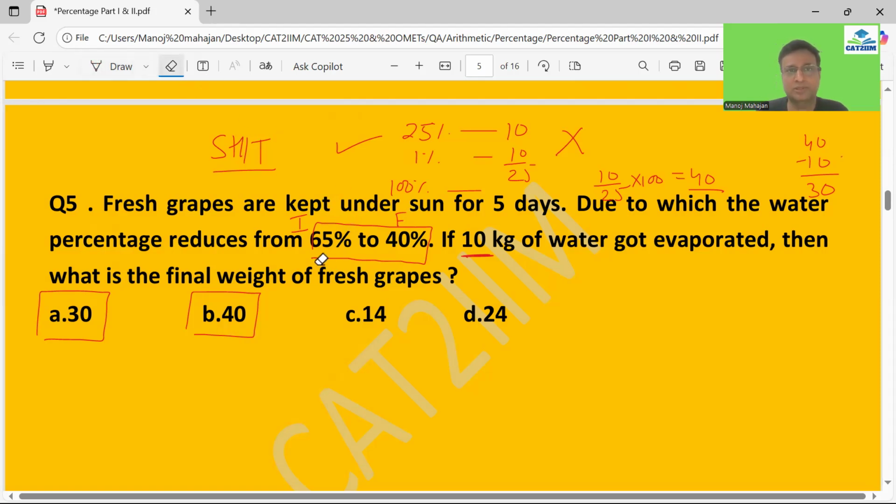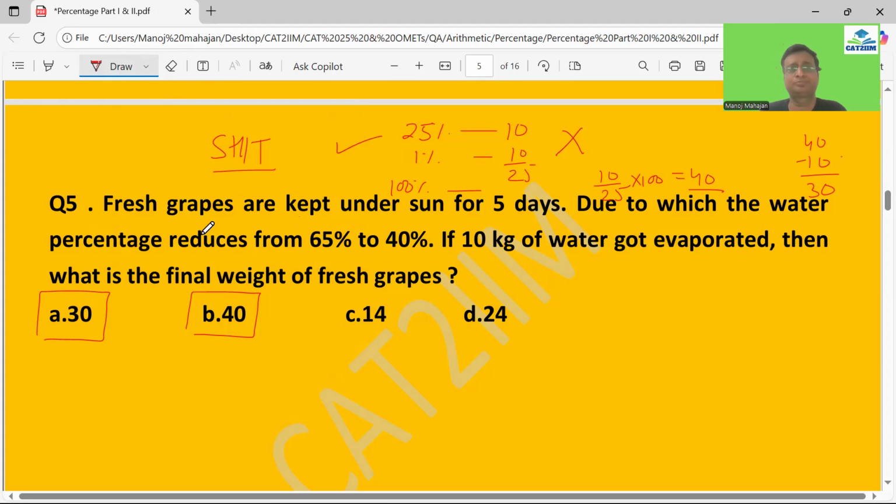What we are going to do is, in such kind of questions, remember one very easy way. See, the percentage over here is reduced, right, of the water from 65 to 40, because water has been evaporated. That is 10 kg over here. Now, what part is going to be constant is the solid part. So always we're going to do this for the solid part in such kind of problems.